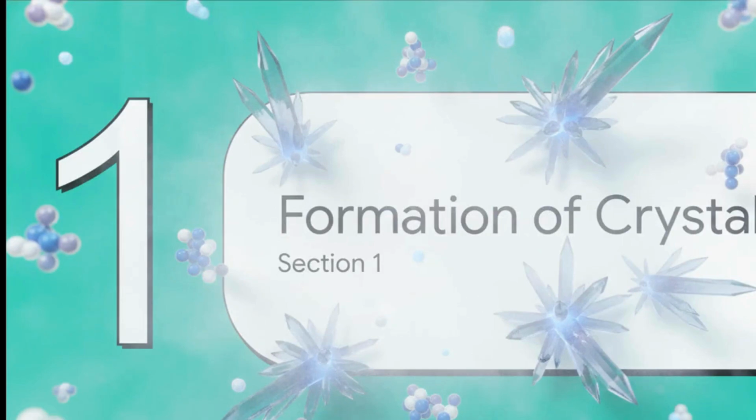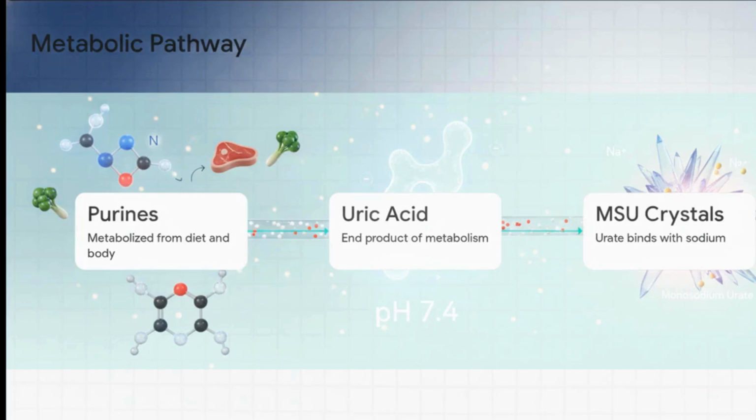Section 1. The formation of crystals. Okay, let's dive right into this. To really understand gout, we first have to figure out where these microscopic shards of pain actually come from. It's basically a three-step metabolic pathway. Step 1 begins with purines.